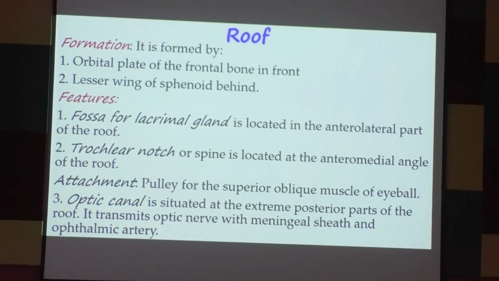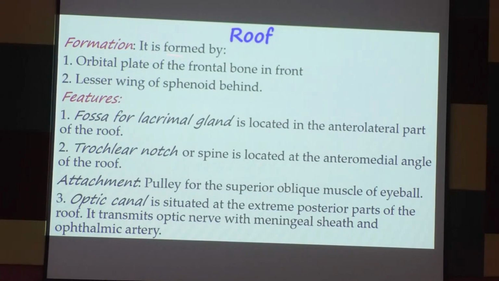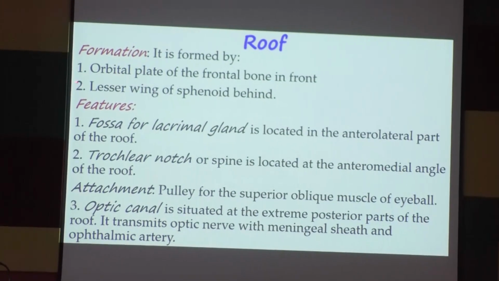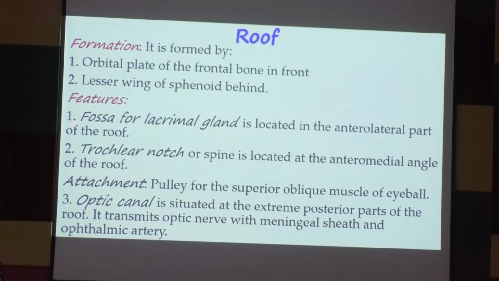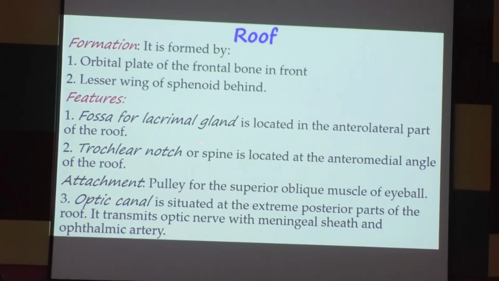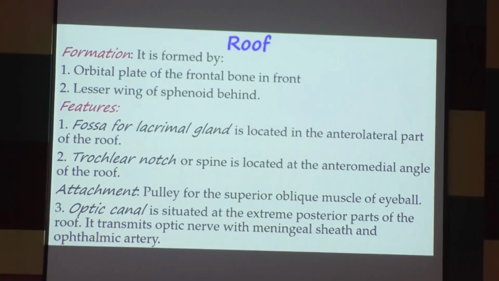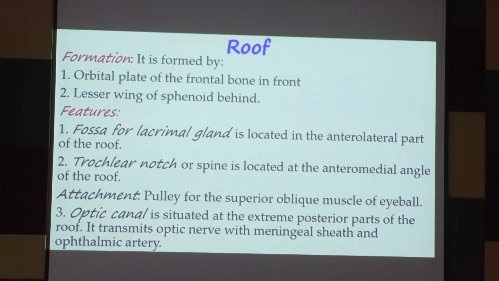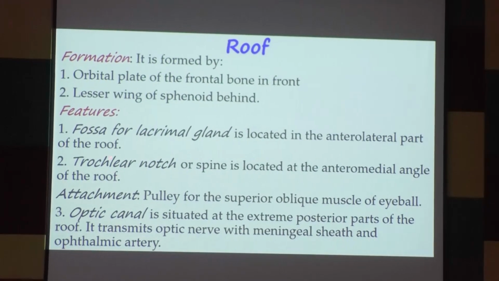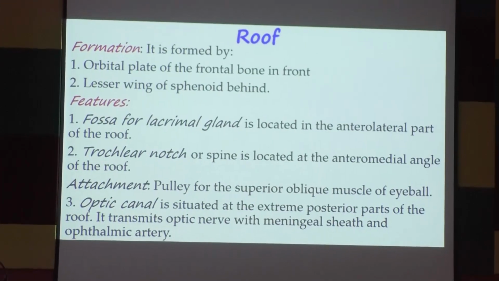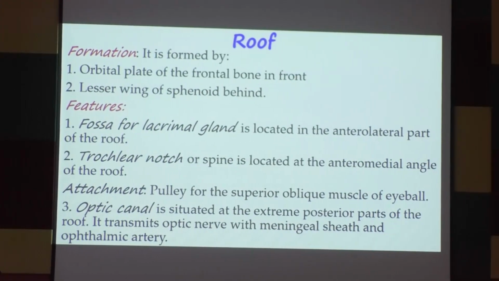Now the roof. The roof is formed by the orbital plate of the frontal bone in front and the lesser wing of the sphenoid behind. These are the features of the roof. Fossa for the lacrimal gland is located in the anterolateral part of the roof. Previously we discussed that the lacrimal sac lies in the lacrimal fossa, and in the anterolateral part of the roof there is the fossa for the lacrimal gland. So the sac is lying medially and the gland is lying laterally.